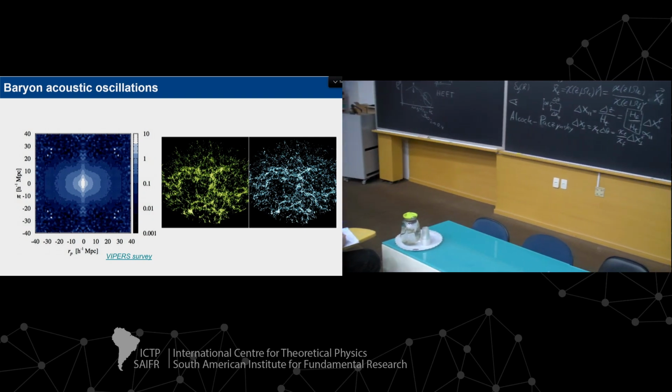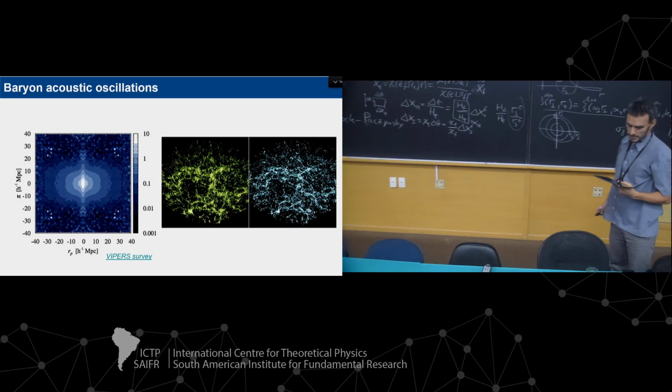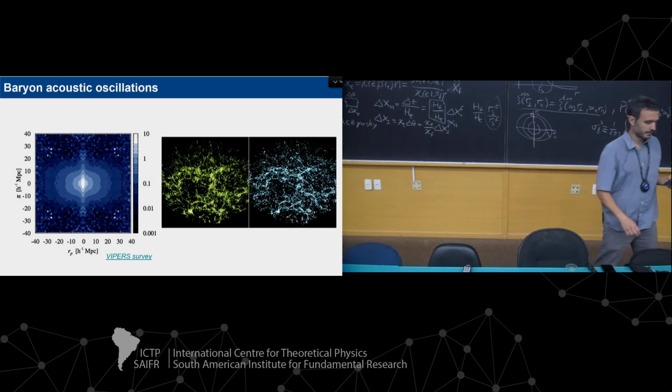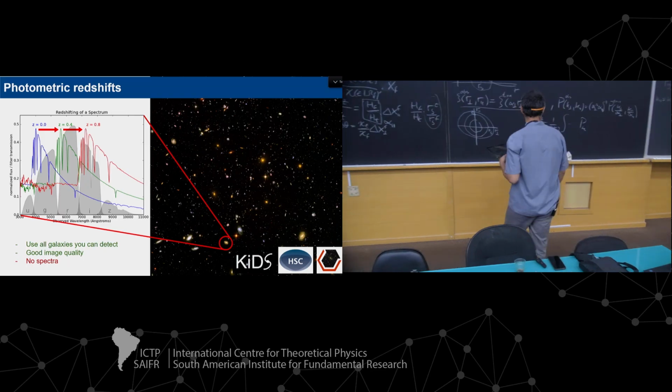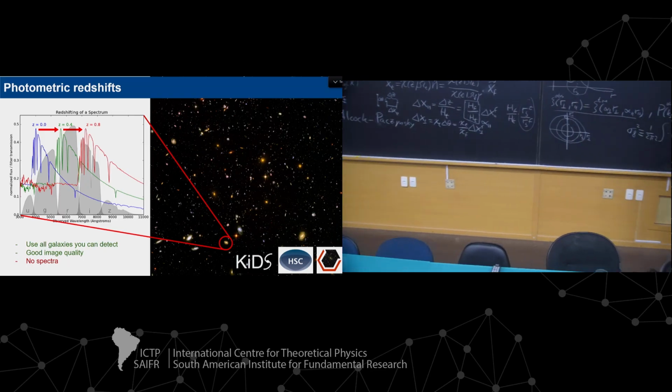Great. Okay, so that's it for the 3D clustering of galaxies. That means when we have spectra, and therefore redshifts. But very often, we don't have spectra. What we have is photometry for each galaxy.